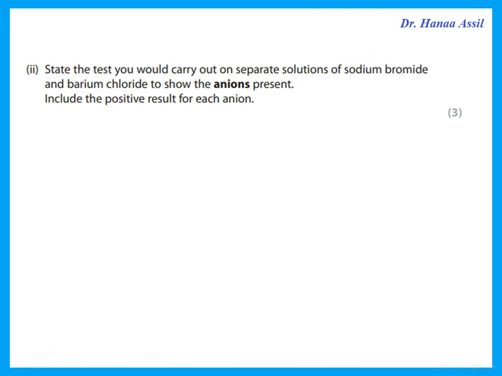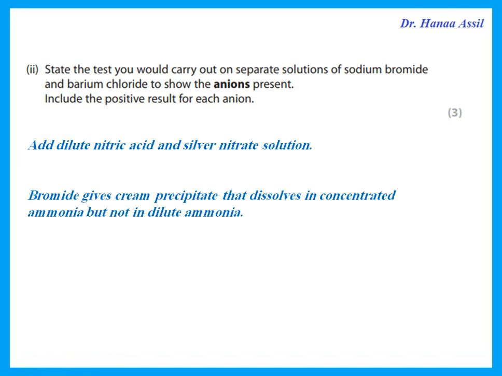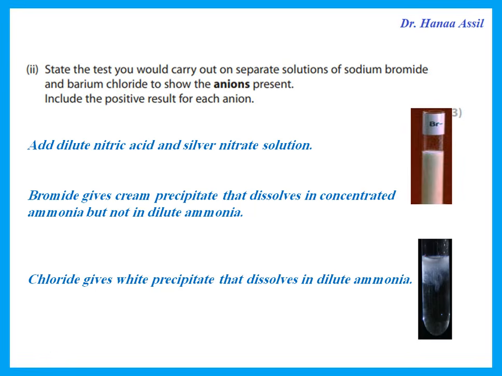State the test you would carry out on separate solutions of sodium bromide and barium chloride to show the anions present. So now you need a test for bromide and chloride. What is the test for halides? We should add dilute nitric acid and silver nitrate solution. If I have bromide, it should give me a cream precipitate that dissolves in concentrated ammonia but not in dilute ammonia. If we have chloride, this should give me a white precipitate that dissolves in dilute ammonia.